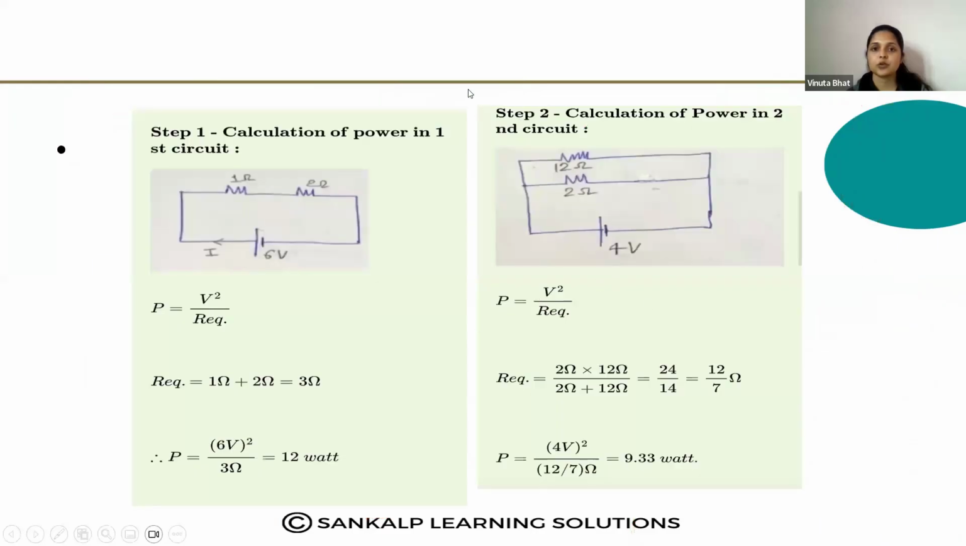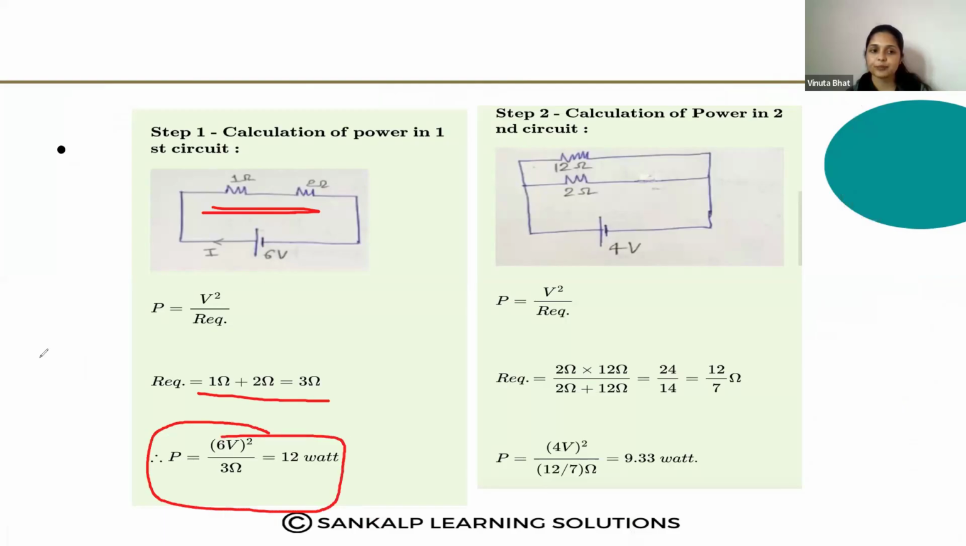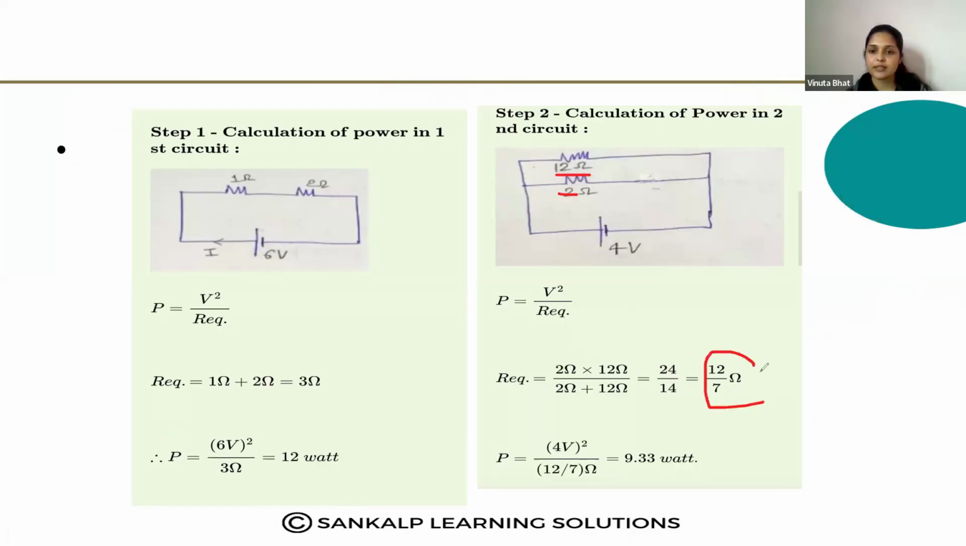Yes, this is how to solve the same question. When they are connected in series, the total resistance is 3 ohm, and the power is equal to 12 watt. And where they are connected in parallel, you have to apply the formula, find out the resistance, that is 12 by 7, and the value of P will be 9.33 watt.